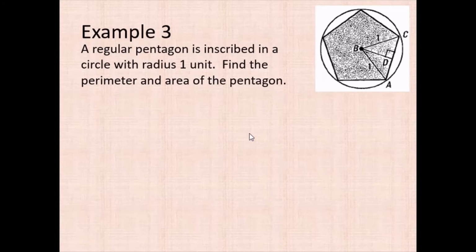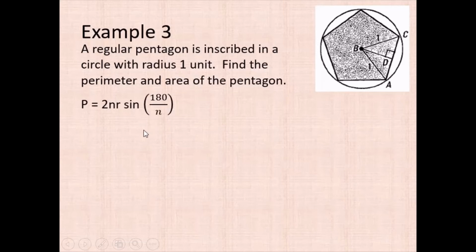Okay, example 3. We've got a regular pentagon. So it means I can use the next two equations in my notes to find the perimeter and the area. It says the radius is 1 unit, so that makes r equal to 1. And since it's a pentagon, a pentagon has 5 sides, so n would be 5.